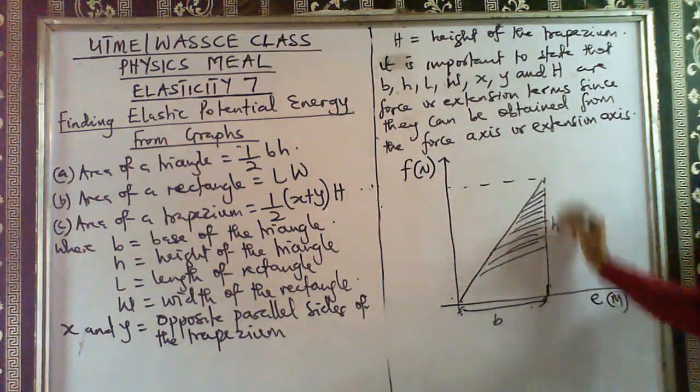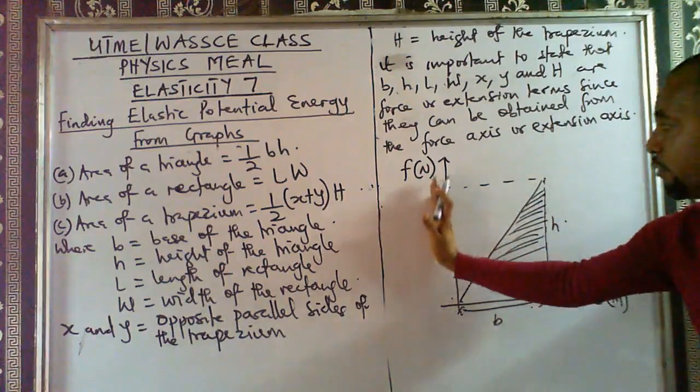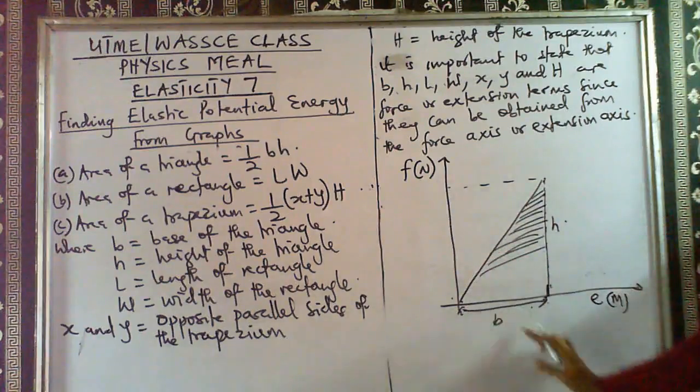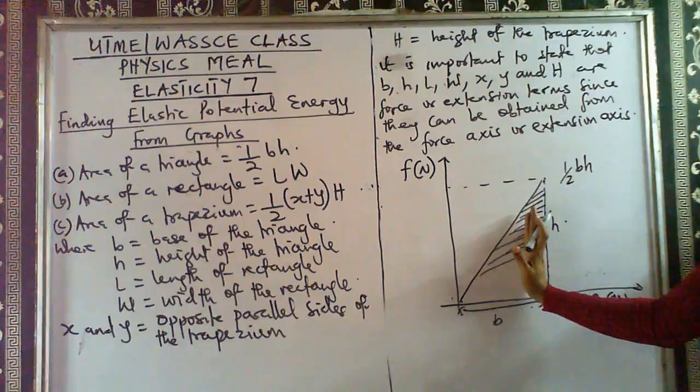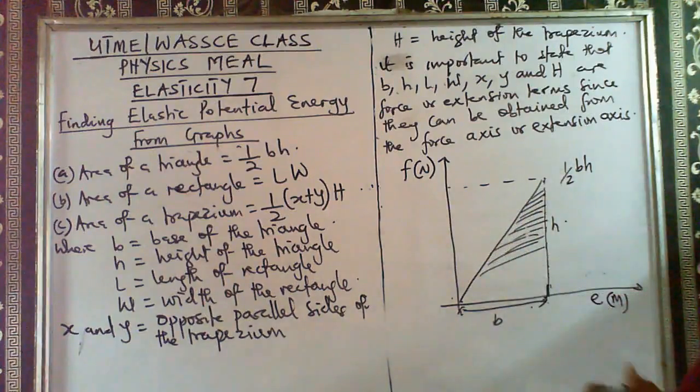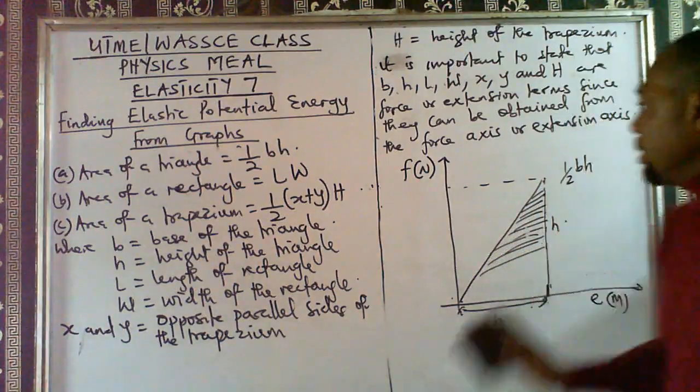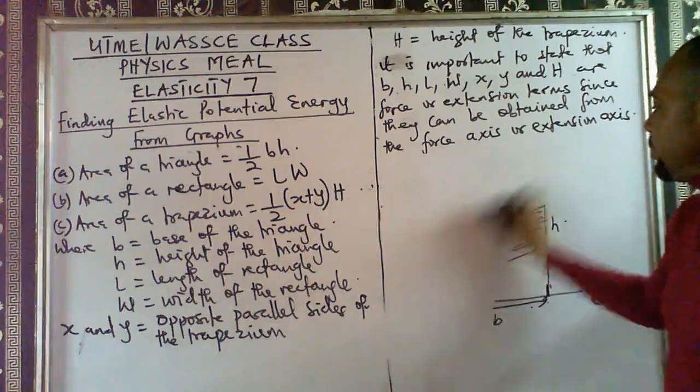So here now, this is height representing the force here. So the base is an extension. So if you now say half BH, you can get the area of this triangle, and the area of this triangle becomes the what? The work done. Supposing the shape under the graph is a rectangle.